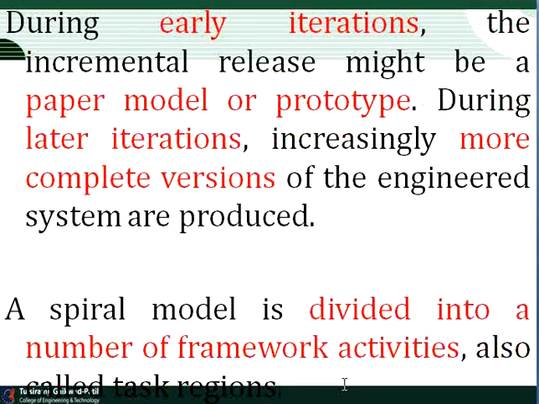During early iterations, the incremental release might be a paper model or a prototype. This prototype helps us implement the software as per the iterative process. The spiral model is divided into a number of framework activities, also called task regions.